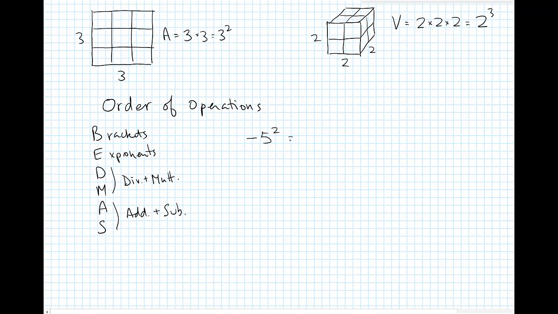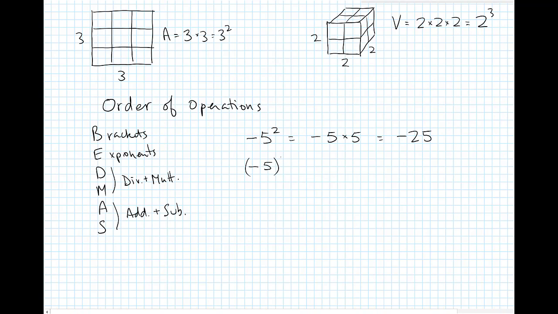So when you see something like -5 squared, what do you do first? Well, the negative is treated like a multiplication. So the exponent 2 acts only on the 5, and so what you really have is 5 times 5 with a minus sign in front of it. So the result is -25.